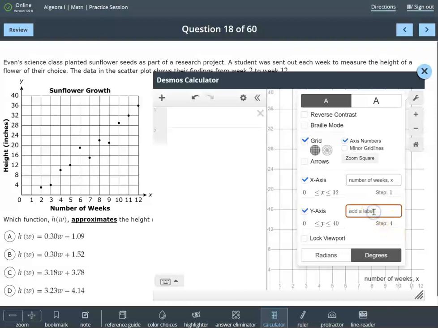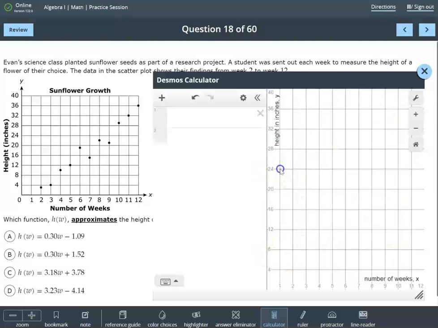The label is going to be height in inches. And that is Y. They have that label on there too, so we'll put it as well. So I'm going to go ahead and get out of here.